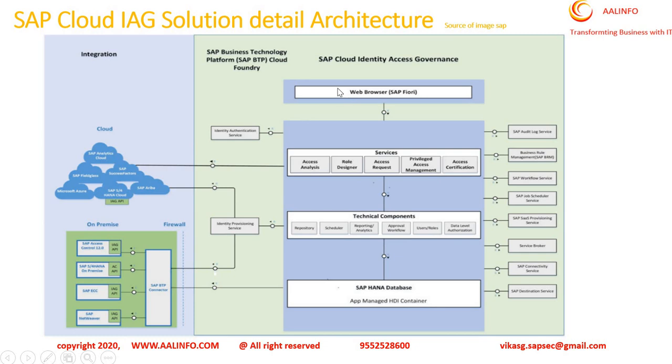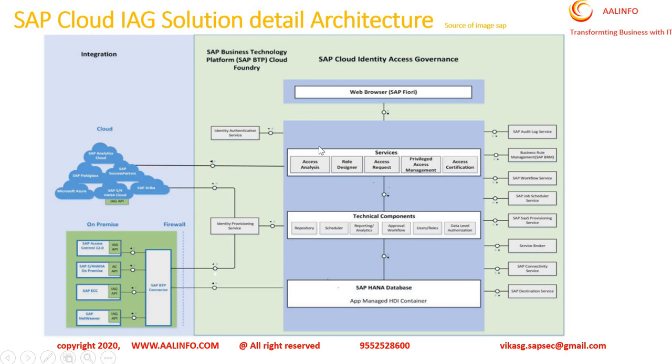And if you want to create any risk, you have to use the Fiori application for the risk, for example, to create any risk or any role designer, any of the services here. So this is the architecture we have, and here are the different types of services again.